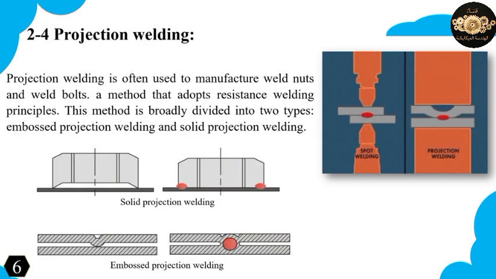Projection welding. Projection welding is often used to manufacture weld nuts and weld bolts. It is a method that adopts resistance welding principles. This method is broadly divided into two types: embossed projection welding and solid projection welding.